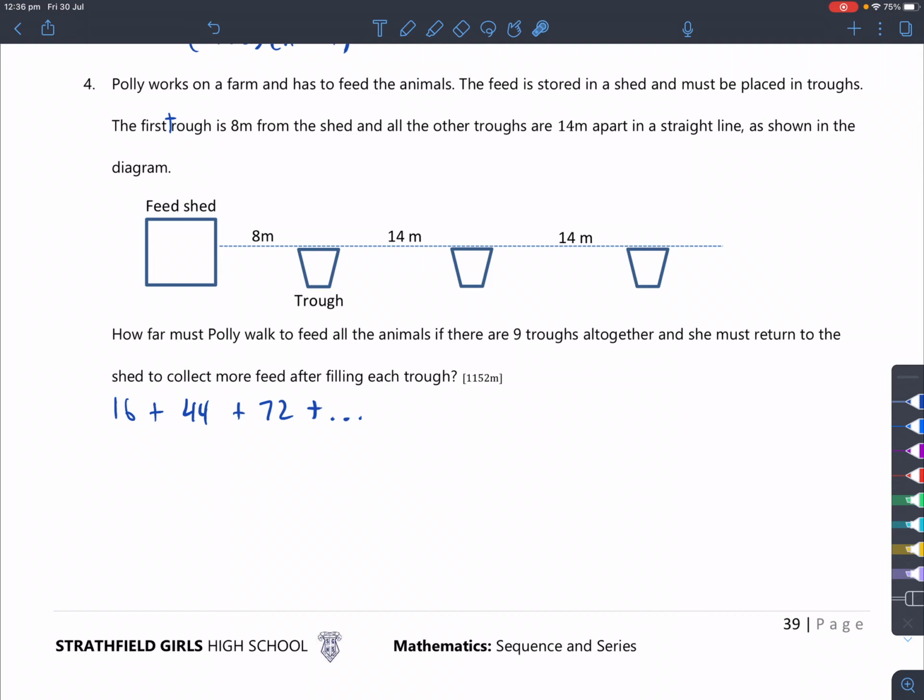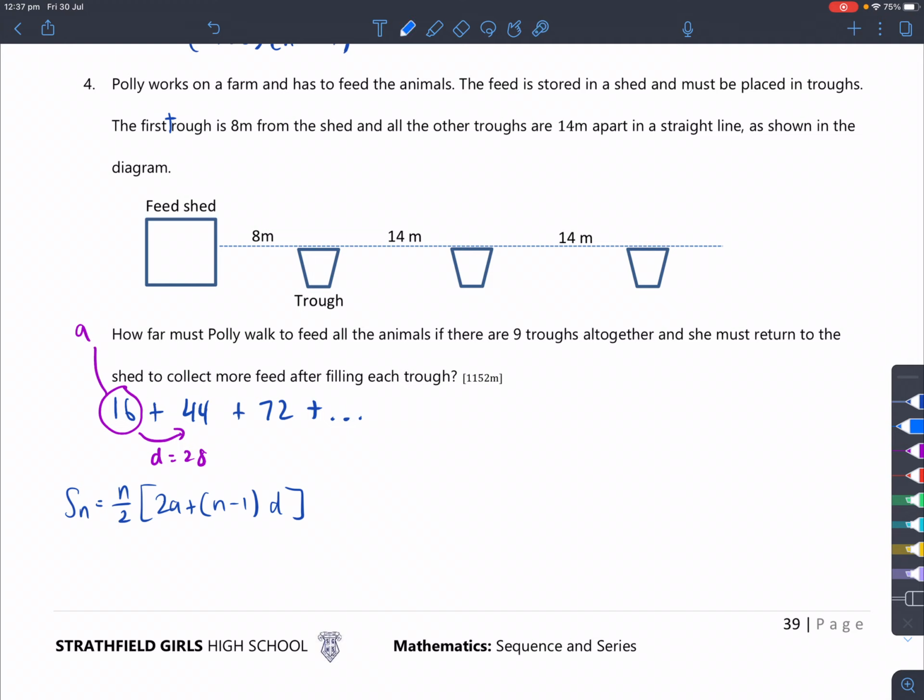So this will be the total distance to the first trough, second trough, third trough. Now, if there are 9 troughs, you need to get the sum of 9 of these numbers. So we're doing S9, basically. Sn is n over 2, bracket 2a plus n minus 1 d, where a in this case is the number 16. d is the difference between the second and first, or third and second. That is going to be 28. And you can check that by getting 44 plus 28 to give you 72.